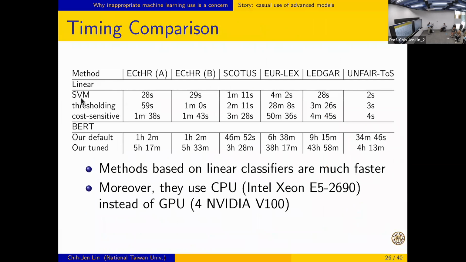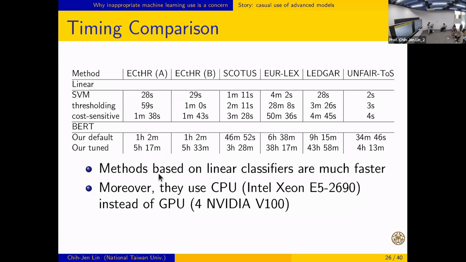Now you can see that for a direct run of SVM, for the first data set, this is 28 seconds. And for the two extensions, they are more expensive, but still, this is 59 seconds, 1 minute 38 seconds. But for running BERT, if we use default hyperparameters, then it's about 1 hour. With hyperparameter selection, then it's 5 hours. That's a huge difference, right?